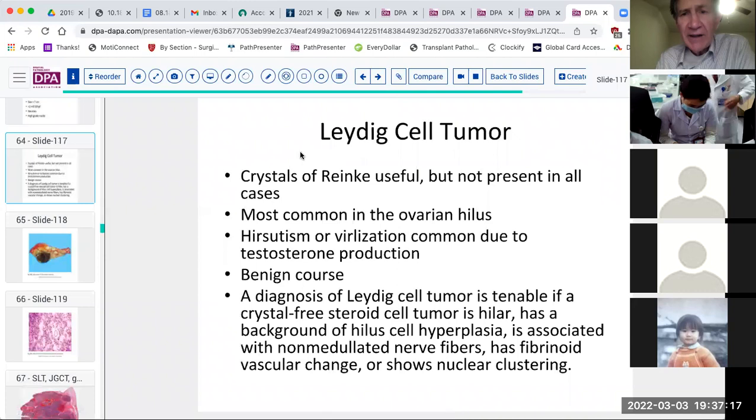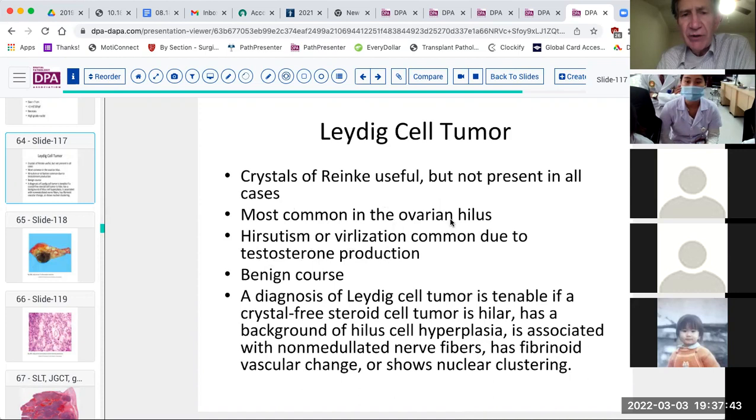Pure Leydig cell tumors also exist. These are relatively uncommon as well. And again, crystalloids of Reinke are not required, but are very useful. These also occur in the ovarian hilus, similar to where the steroid cell tumors occur. And these tend to produce testosterone and therefore virilization or hirsutism and so forth.